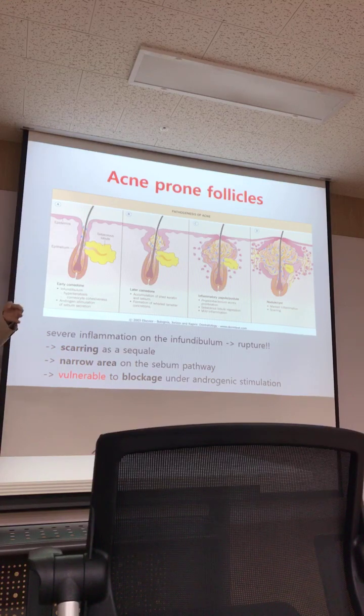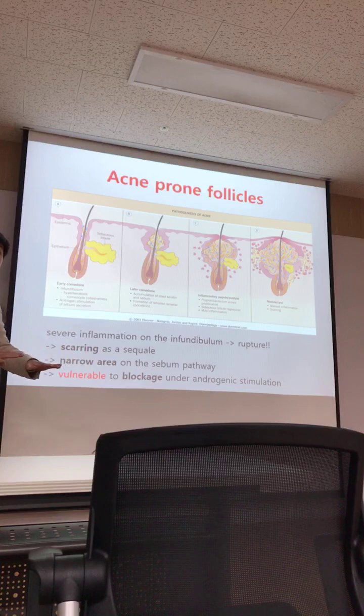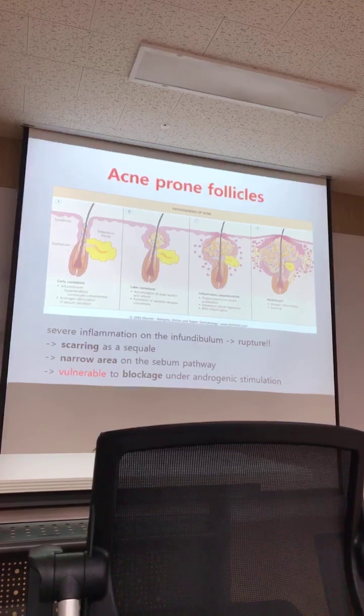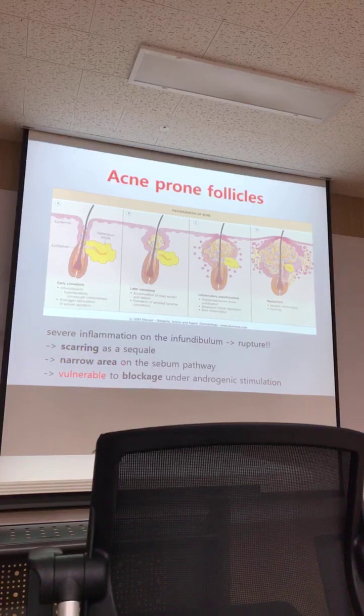So scar makes a narrow point. That's why even a low level of normal androgenic stimulation can make inflammation at some follicle, because this narrow area on the sebum pathway blocks the sebum secretion and makes an anaerobic condition. This anaerobic condition makes a very good environment for the P. acne bacteria.